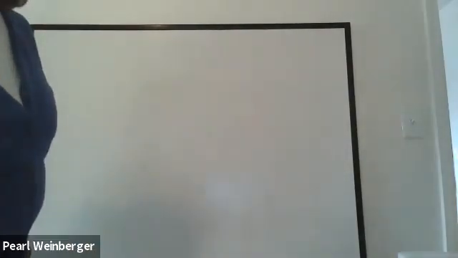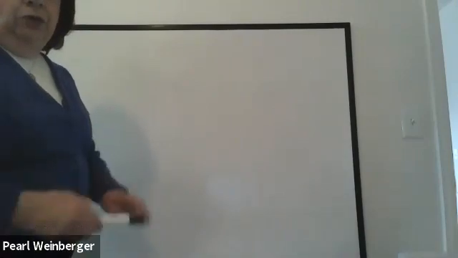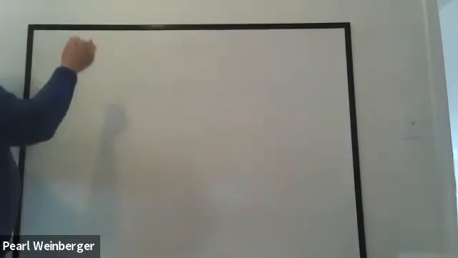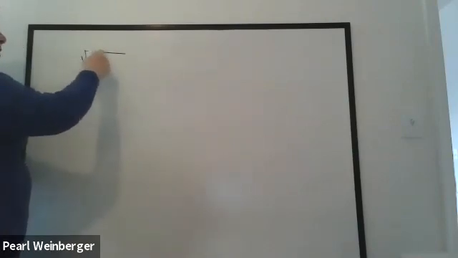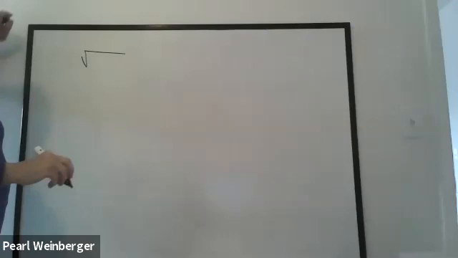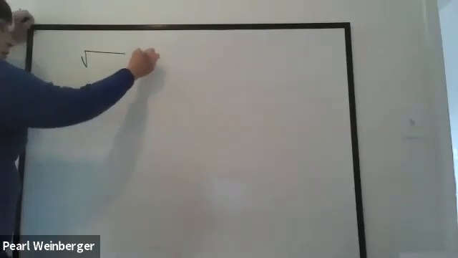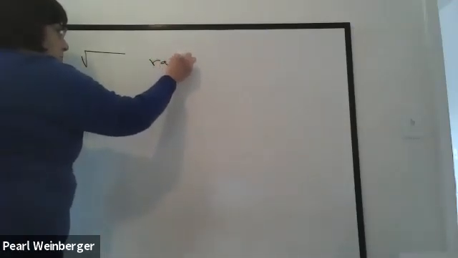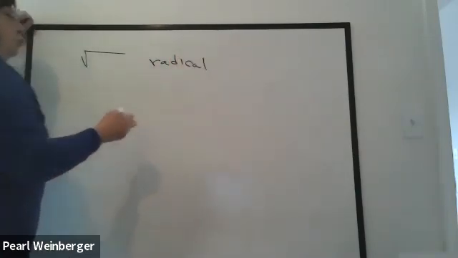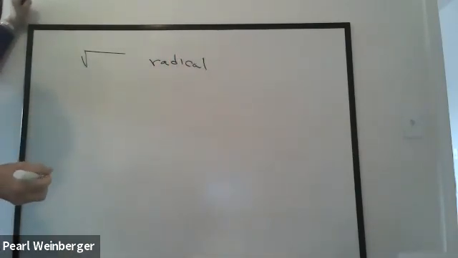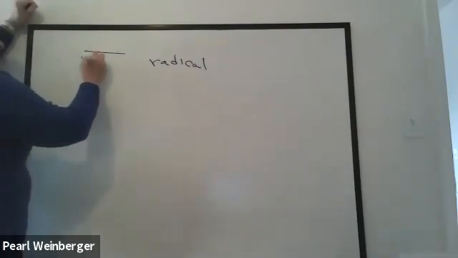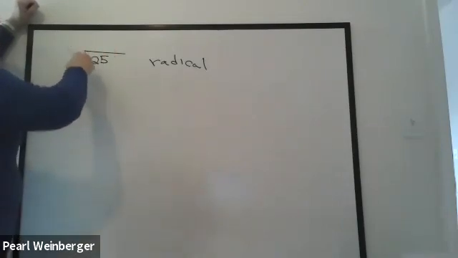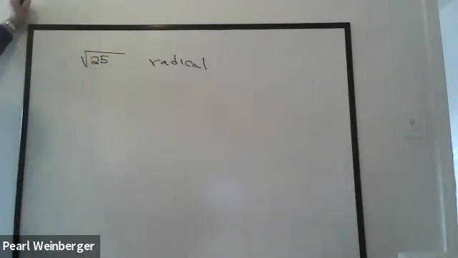So let's discuss what we mean by a radical, how to work with it, what should we do. This symbol that looks like a check mark with an elongated top is what's called a radical sign. And it's used specifically to indicate that we want to take the square root of a number. For example, if I write radical with a 25, we read that as the square root of 25.